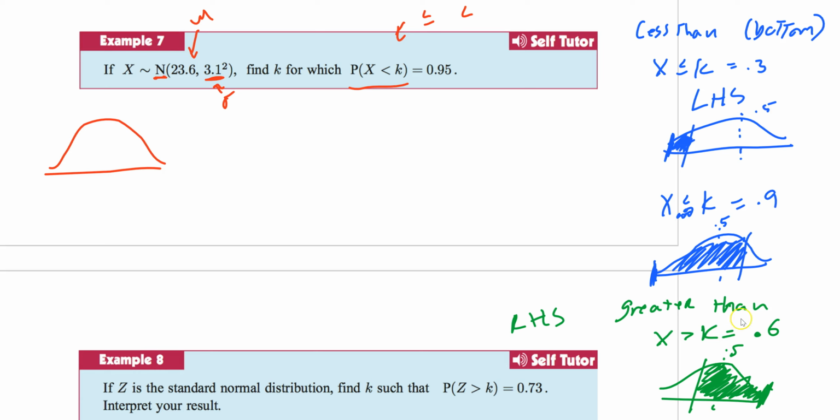So that's how you draw it. There's actually another step we're going to need to get to, but the first step is how do you draw it. So left hand side, start on the left, greater than, start on the right. Less than, start on the left, greater than, start on the right. So let's go to this one.